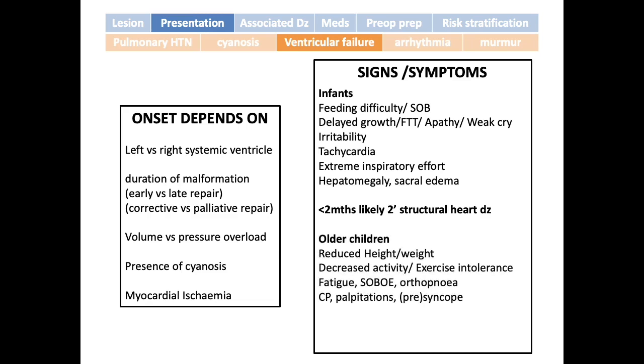In older children, their growth may be stunted, and they may report exercise intolerance, fatigue, dyspnea on exertion, orthopnea, and cardiac symptoms such as chest pain, palpitations and presyncope. On examination, they may display signs of cardiac failure such as pulmonary crepitations or rhonchi, jugular venous distension, peripheral edema, and effects of poor perfusion, such as slow mentation, cold clammy peripheries, and even sluggish urine output.